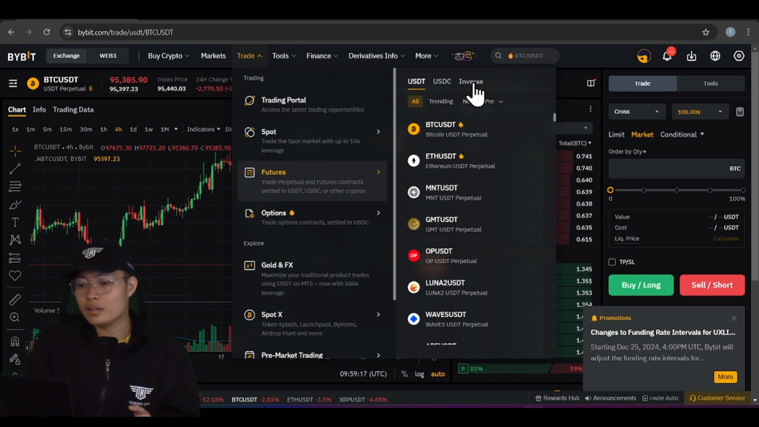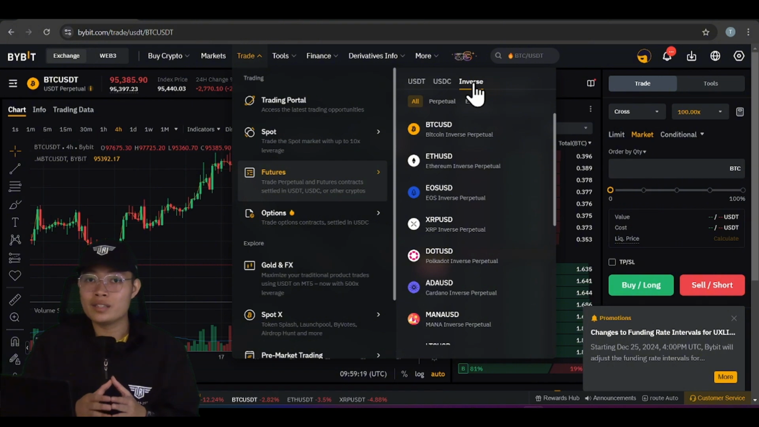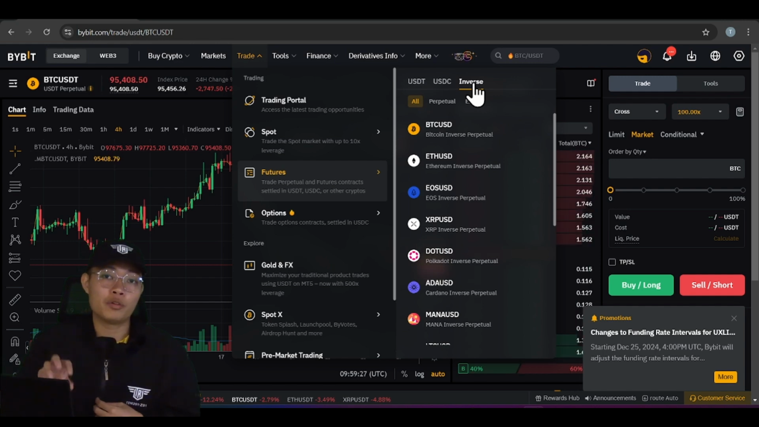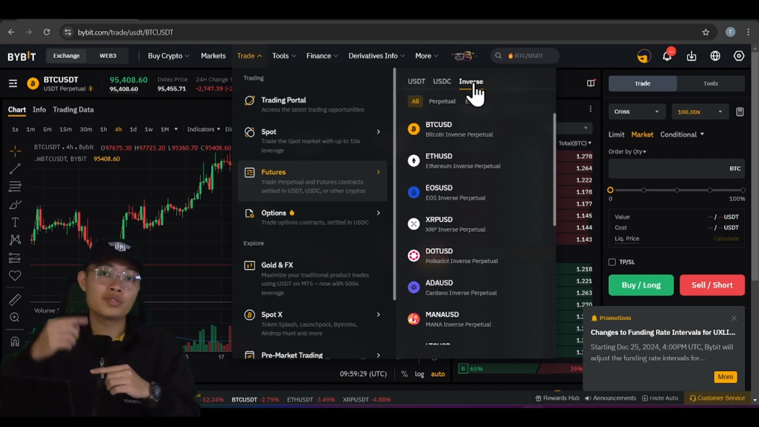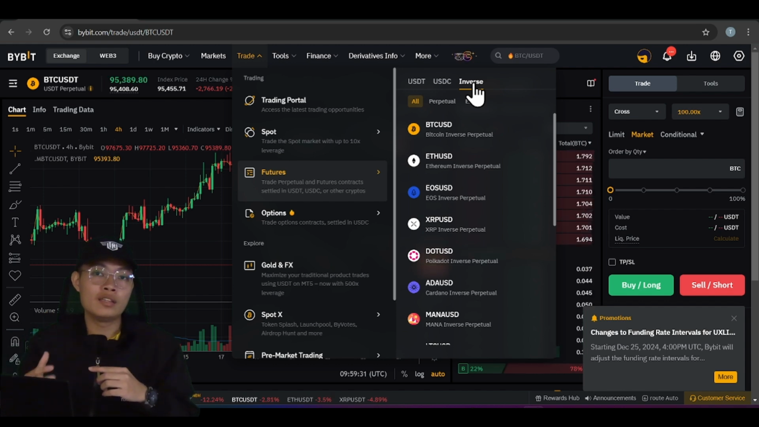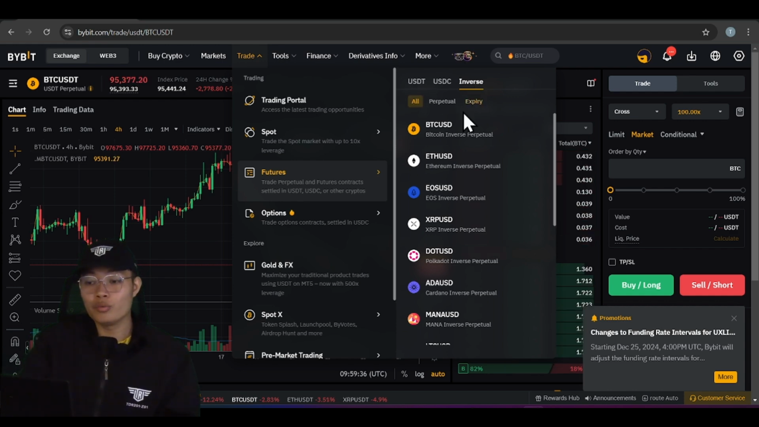So here is the inverse. What inverse means is you actually use your cryptocurrency to trade. For example, I have a Bitcoin and I want to use Bitcoin as my position so that whenever the price goes up, I'm earning more Bitcoin. Instead of USD, I want to earn more Bitcoin. So this is how you go to inverse, right?